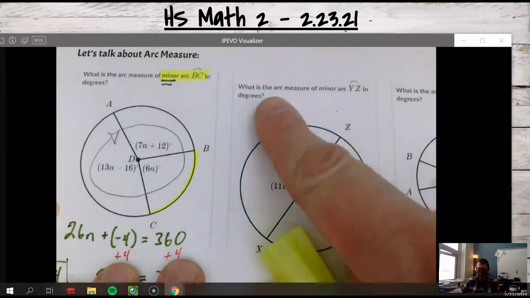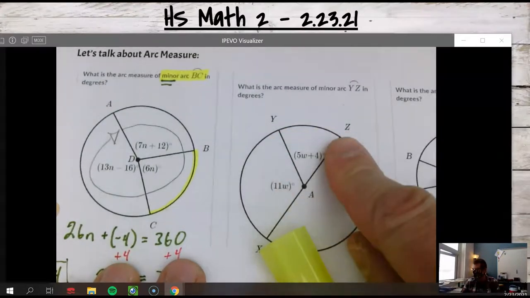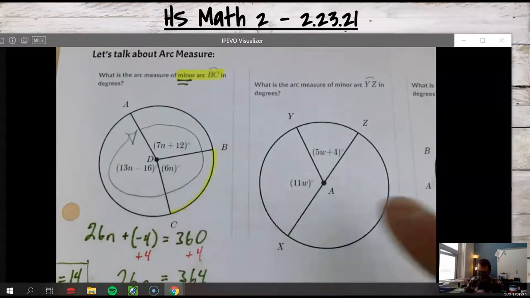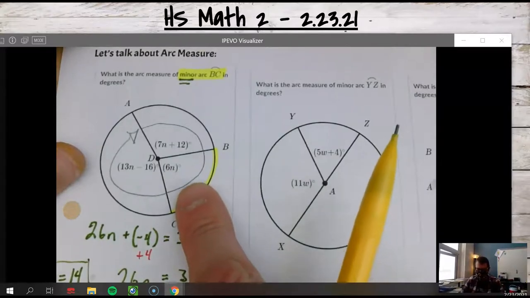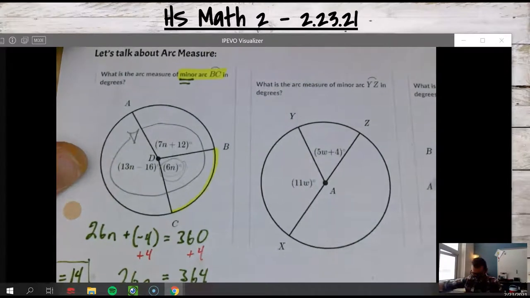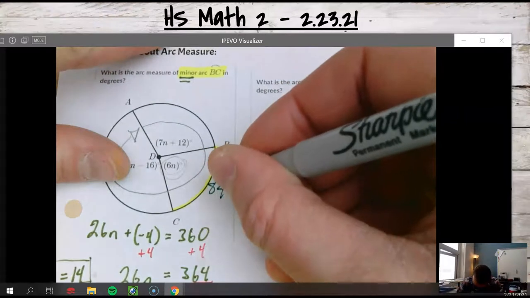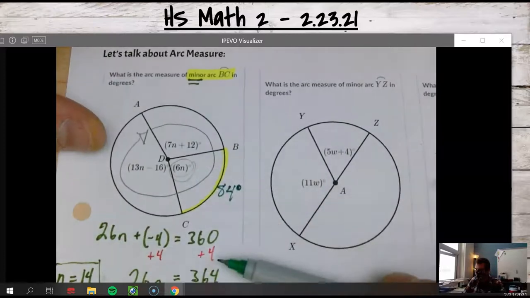What is the arc measure of minor arc YZ? Okay, so YZ is right here. By the way, here we just needed to do 6 times 14. What was this? Whoa. Two different answers, really far apart. Back on BC, sorry. What was 6 times 14? 84. Okay. Any questions about the first one here?